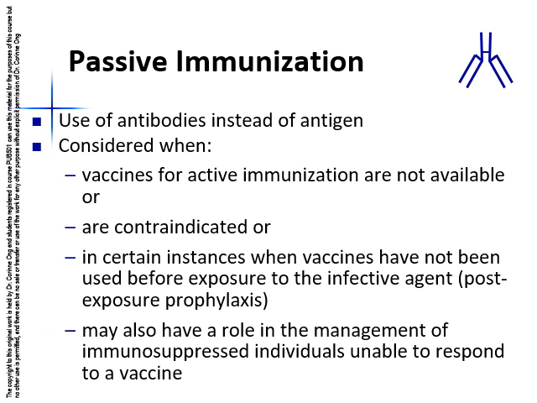Passive immunization is used when vaccines for active immunization are not available or are contraindicated. This type of immunization could be used to provide protection after exposure to the pathogen, especially if the individual who has been exposed has not been previously immunized. In this case, it is called post-exposure prophylaxis. Passive immunization is also a good alternative for immunosuppressed individuals who are unable to respond well to active immunization using vaccines.